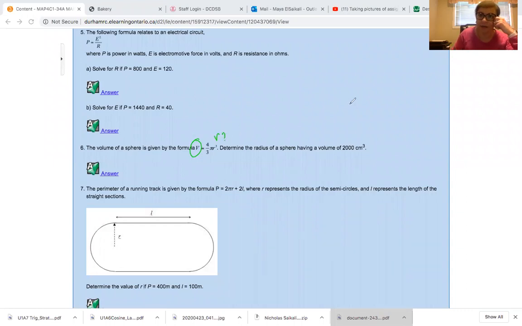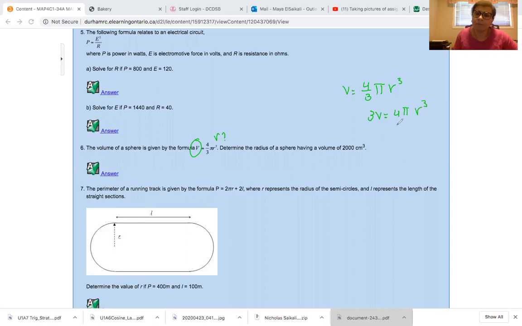So I have to isolate for the r. So I have V equals 4 over 3 pi and then r cubed. I can do this in multiple ways, but I'm going to show you step by step, okay? What do I want to get rid of first? Because I want r by itself. Usually, in this case, because there is only multiplication and division, I'm going to get rid of this division first, okay? So I'm going to bring that 3 over here, and that's going to be 3V equals 4 pi r cubed.